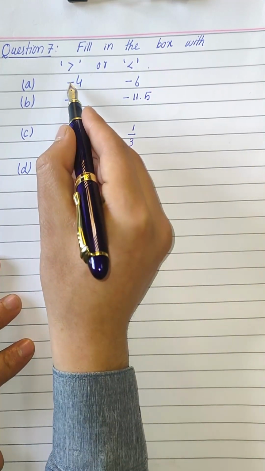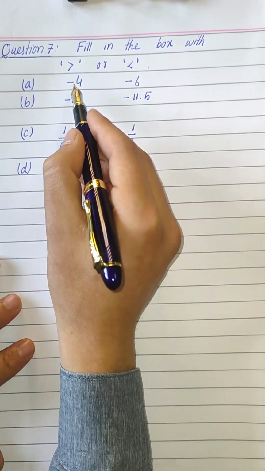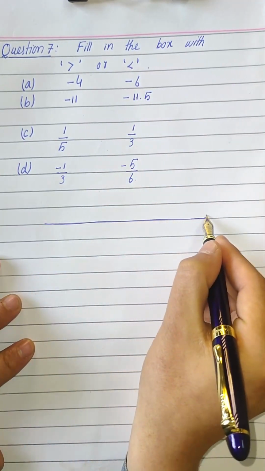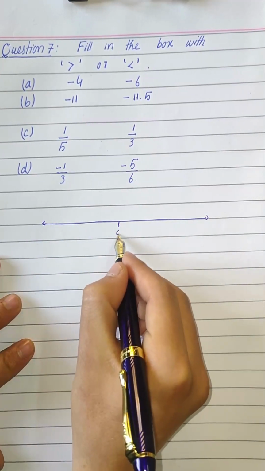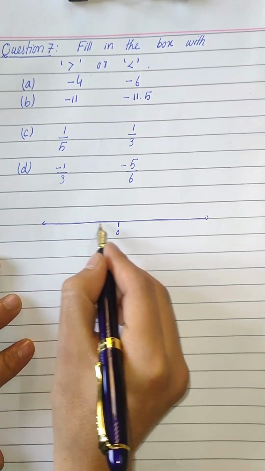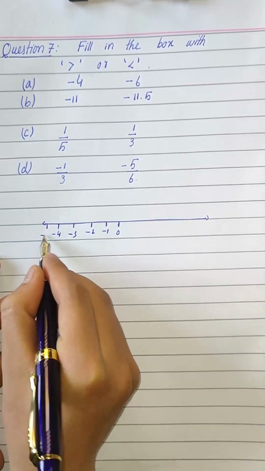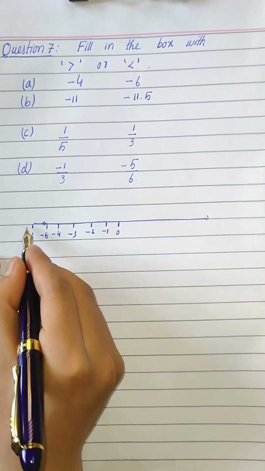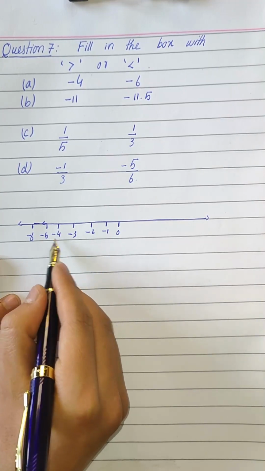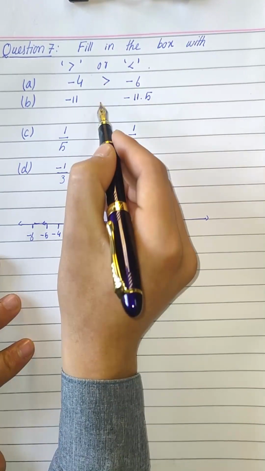As we know, in negative values, the greater the number is, the smaller it will be. So we can say that -4 is greater than -6, or we can just check it like this: those numbers which are on the left hand side will be smaller than the right hand side ones. If here is -1, here is -2, -3, -4, -5 and -6, we can see that -6 is on the left hand side of -4. So -4 is greater than -6, and we can put the greater than sign here.